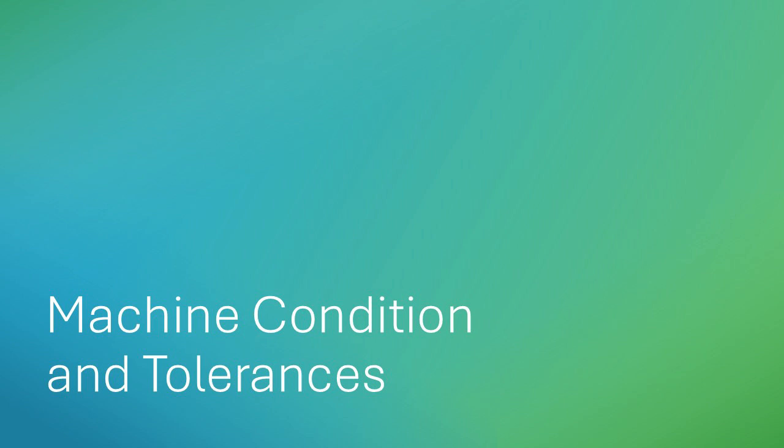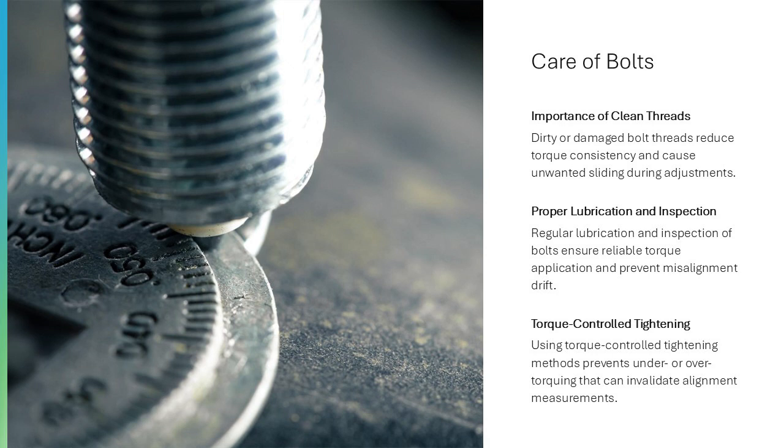Care of bolts, preparing machine foundations, checking machine physical condition. Bolts secure machine feet to their foundation. This slide explains that damaged or dirty bolt threads affect torque consistency and cause sliding during lateral corrections. Proper lubrication, cleaning, and inspection are necessary. Under or over-torqued bolts may cause misalignment drift after readings are taken, invalidating measurements. Reliability-focused alignment practices require torque-controlled tightening methods.